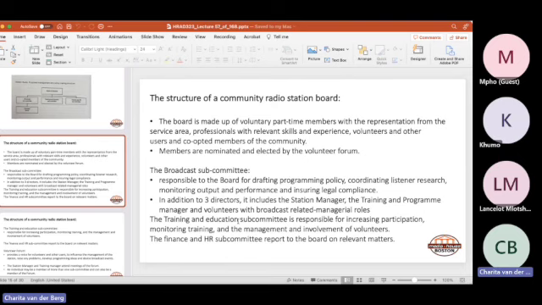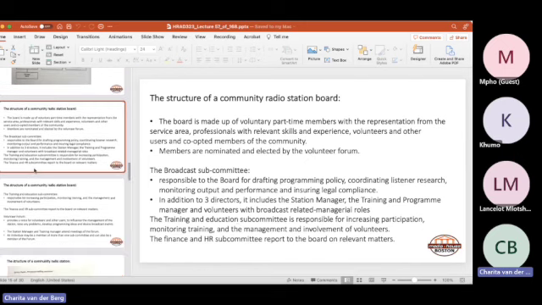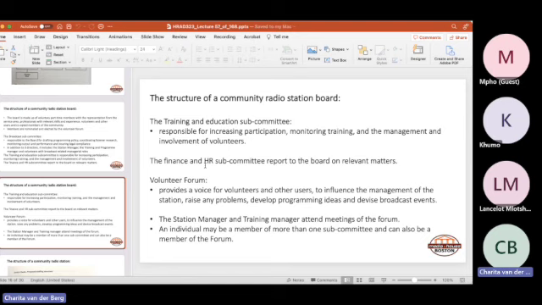The Finance and HR Subcommittee report to the board on relevant matters, whatever is needed. From a finance subcommittee perspective, they will come and report on the finances to show us what has been happening financially, whether we are making money, losing it, how we're spending money. The HR subcommittee will talk to us with regards to the volunteers, how we're standing with volunteers, how many we've lost, taken on, anything that's been happening with regards to that.